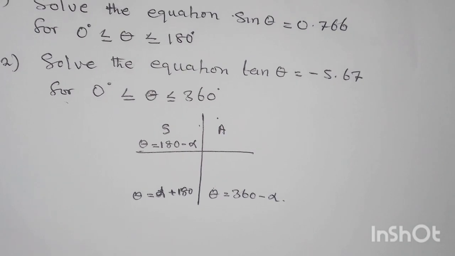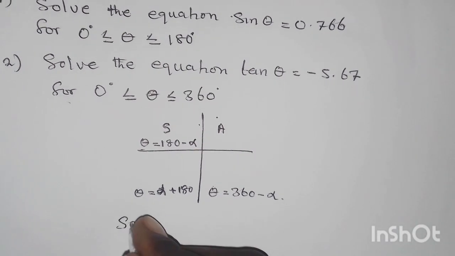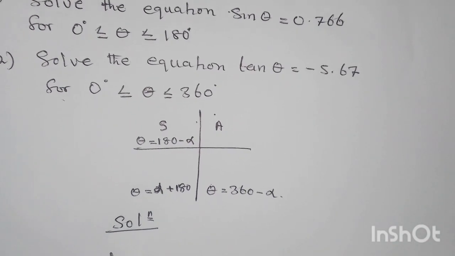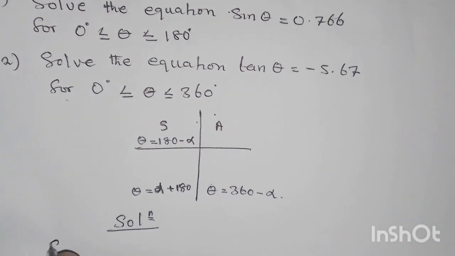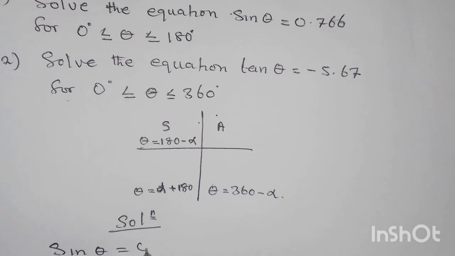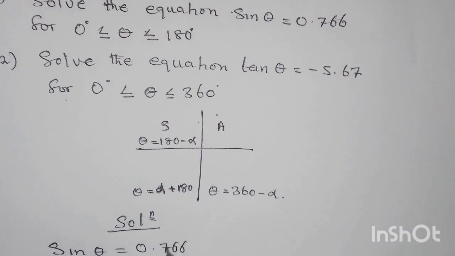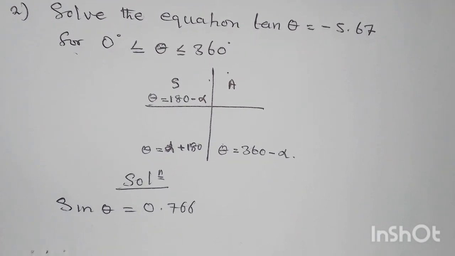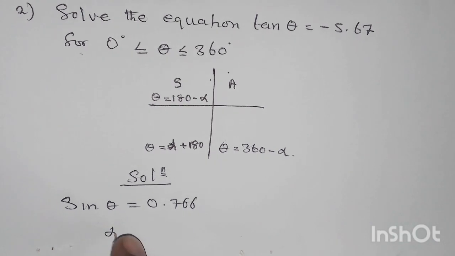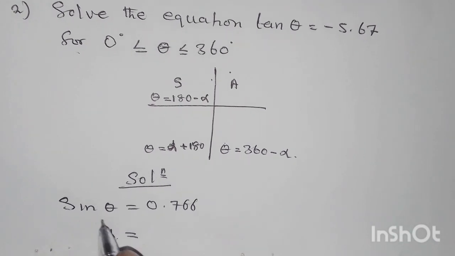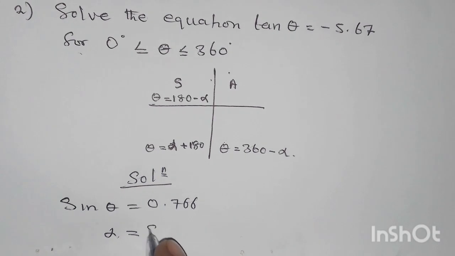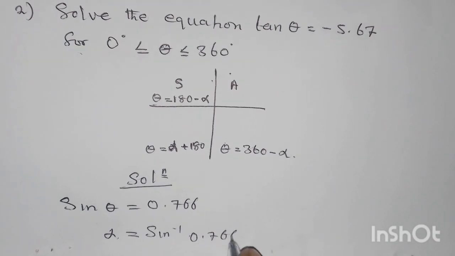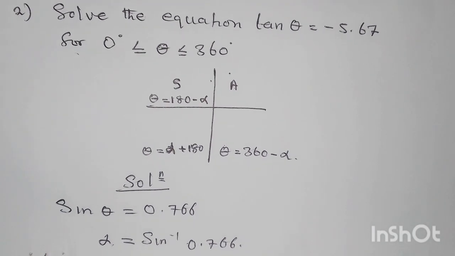So for question number 1, we are going to say solution. In this case we have sine theta is equal to 0.766. Okay, so in this case let us find our reference angle. Our reference angle here will be equal to sine inverse of 0.766. Okay, so basically we are finding the reference angle.